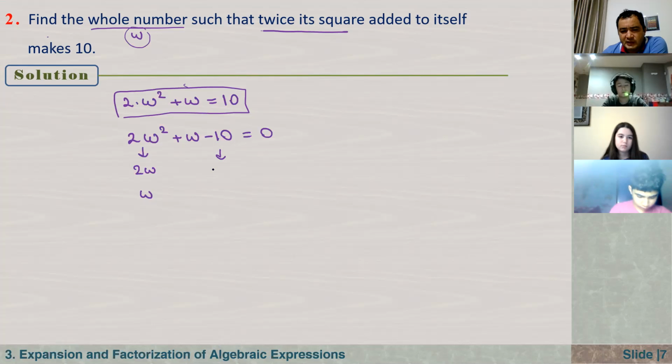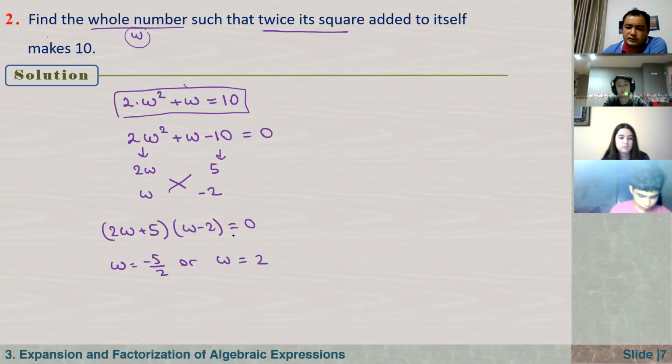So what is it here? 5, 2. I think it works. So it is 5 and 2. Let me put a minus here. When you cross multiply, 5 times w plus 2w times negative 2, their sum equals w, right? So we can factorize the quadratic equation as 2w plus 5 times w minus 2 is equal to 0. Now from here, w equals negative 5 over 2, or w is equal to 2.